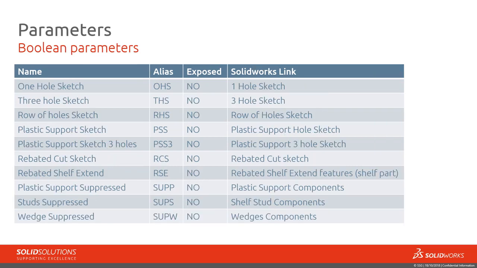Finally, we've got the Boolean parameters, okay, and what this controls is the suppression of each of the features in turn. So if we want them to be suppressed, then in the background the code is choosing which features of the SOLIDWORKS model are visible or hidden.